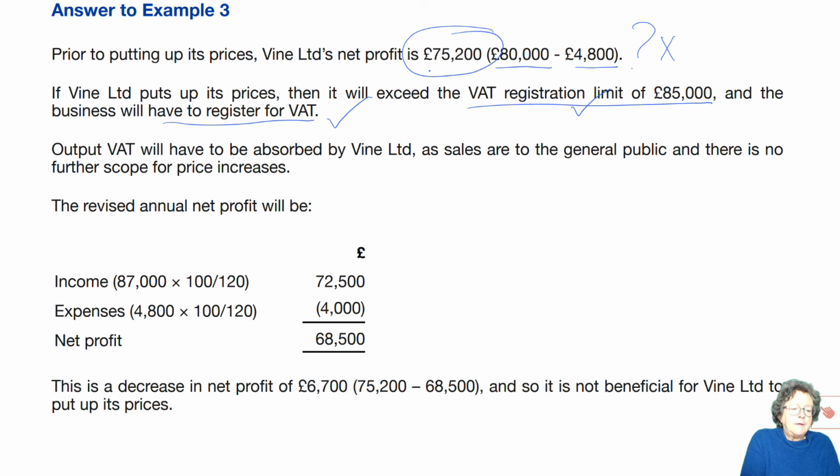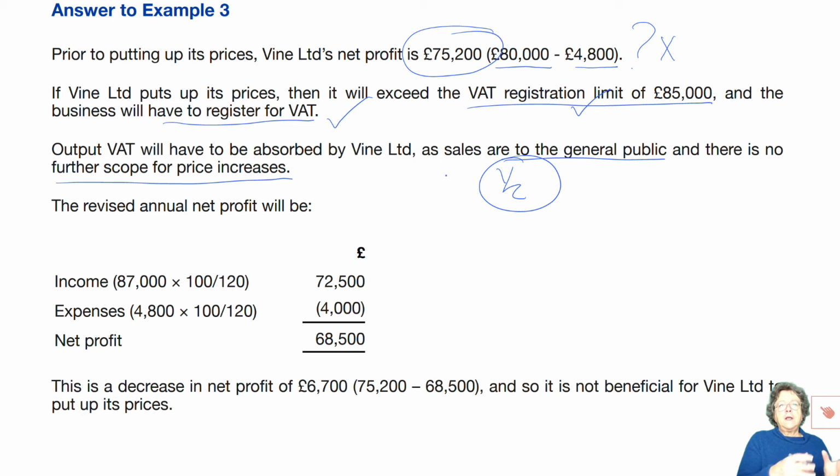Output VAT will have to be absorbed as it sells to the general public, and no further scope of price increases. That's from the question. Okay, and again, you could get half a mark for stating the obvious, that you have considered all the aspects of this client's situation. It's going to exceed the limit. It will have to register for VAT, but they're going to have to absorb that because the public can't reclaim it, and they can't do any more price increases. Those obvious statements are going to get you marks.